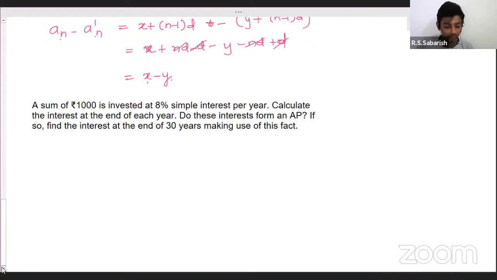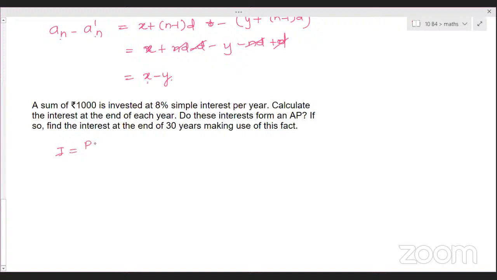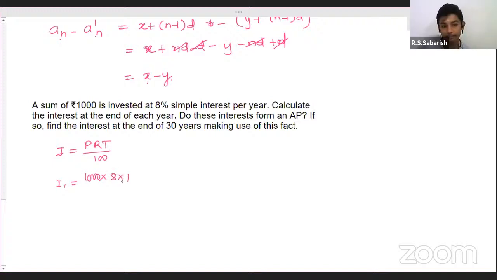So, how to find out interest? What is the formula? PRT by 100. P is principal, R is rate, T is time. For every year, time will remain 1 year only. So I1 is equal to 1000 into 8 into 1 by 100. That is equal to 80 rupees.